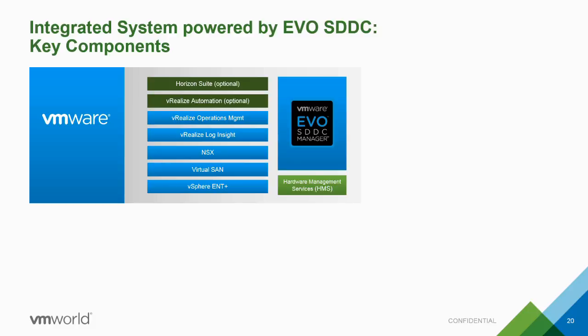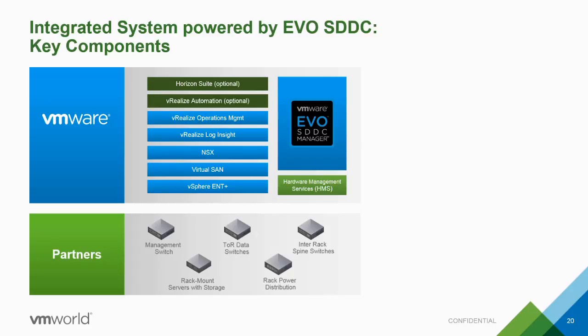You have the EVO SDDC Manager, which is the single interface, either programmatically or manually, like Anil showed using the UI, to be able to operate and manage this software-defined data center. We have another abstraction called Hardware Management Services that allows you to add different hardware components that our partners provide, including management switch, top-of-the-rack switches, spine switches, servers with directly attached storage, and PDUs, kind of auxiliary devices.